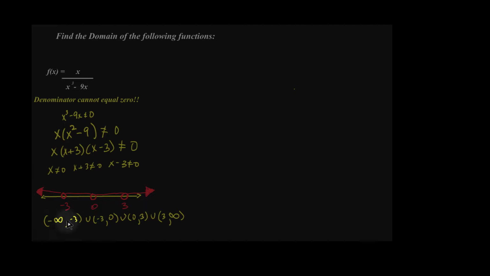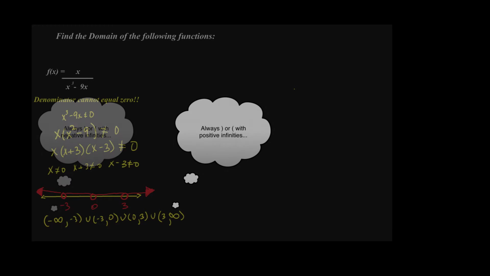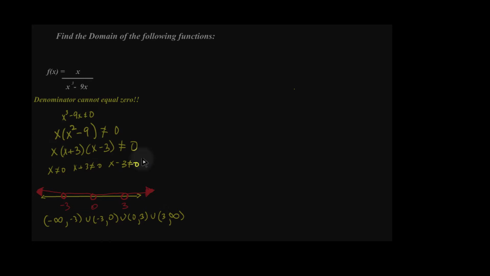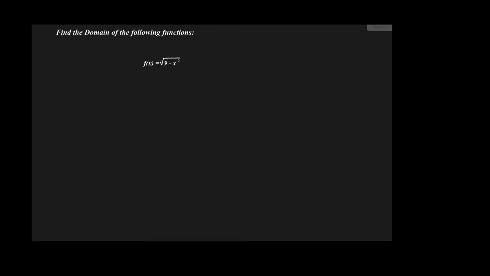We would have -infinity to -3 for this portion, -3 to 0 for this portion, union 0 to 3, union 3 to infinity. Everybody gets parentheses. Again, never brackets with infinite values, and because these have open dots, we can't include them. If we included them, the denominator would be 0, you get a number over 0, and it'd be undefined.